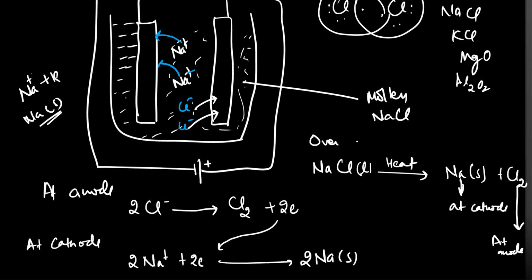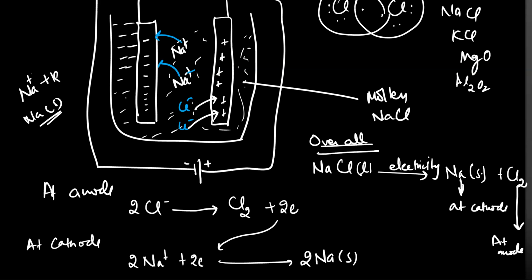Sir, could you please explain why Cl negative is going to the anode side? Because a negatively charged species is always attracted towards a positively charged rod. So this is positively charged and these are negatively charged. Opposite charges attract each other. So when we pass electricity through it, it will give the overall reaction as this. Understood? Yes, sir.